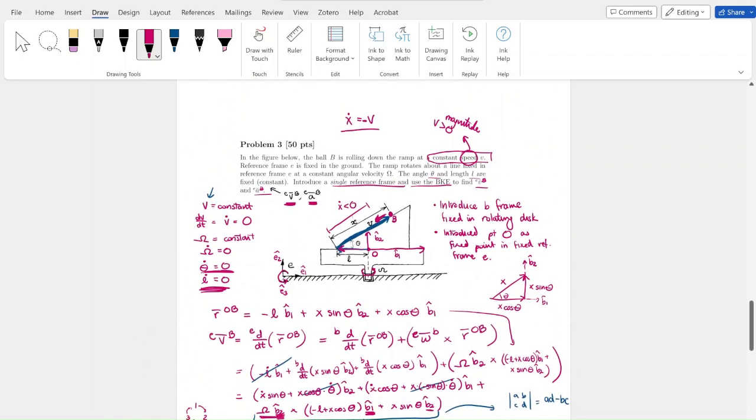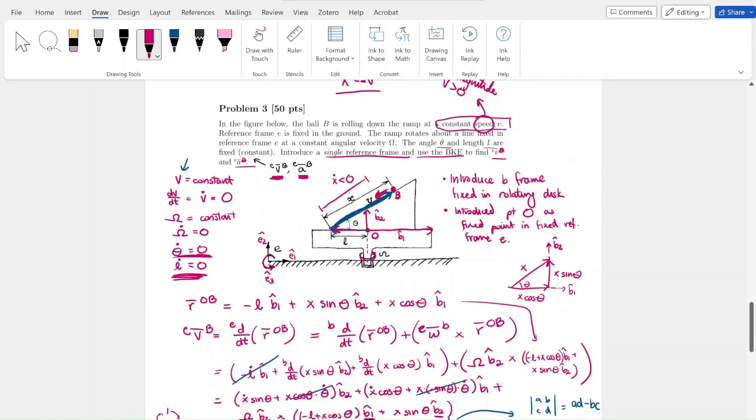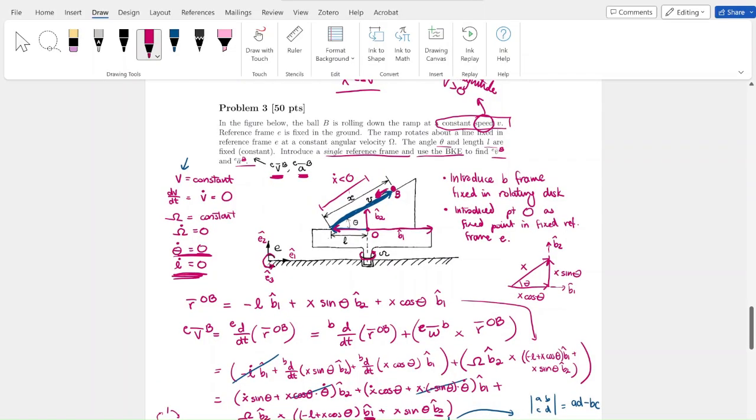Just as a recap for the BKE steps. The first thing you do in any kind of problem like this is define a reference frame that is rotating with your system. A good rule of thumb is to have one new frame for each rotation. In this case, we only had one rotation: the disc spinning around with the ramp on top. That was the only angular rotation, so you introduce one frame, which we introduced at the center of the disc.